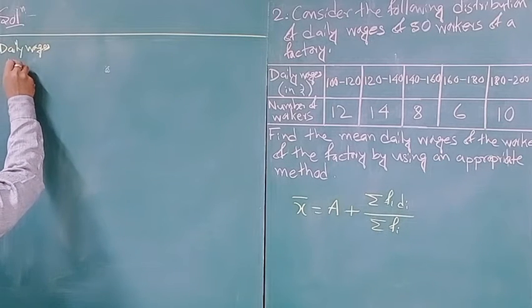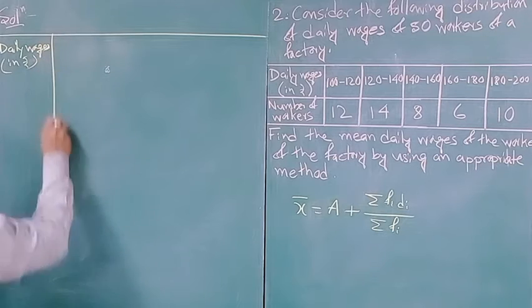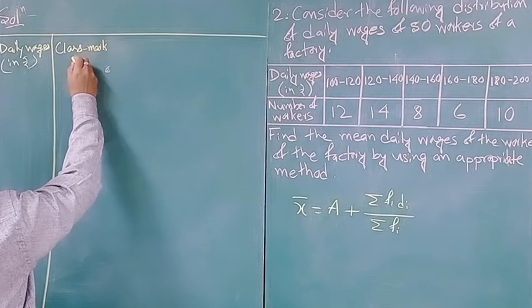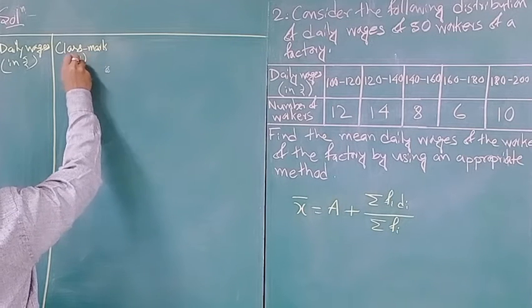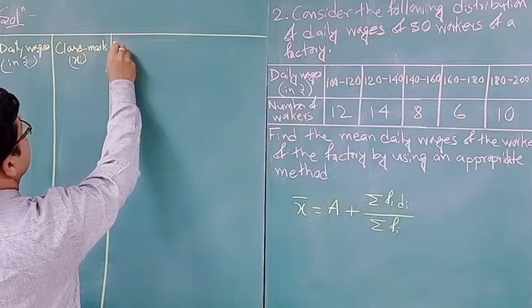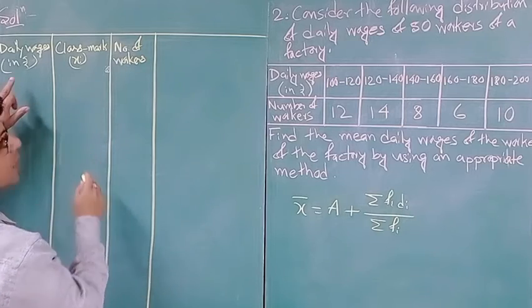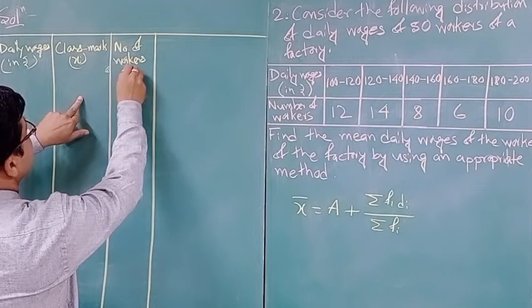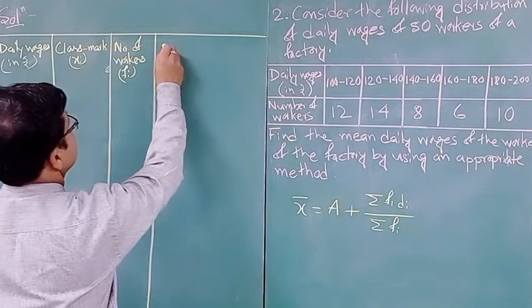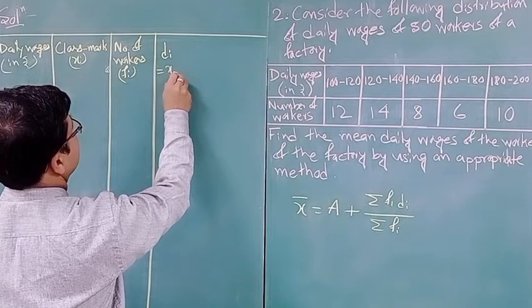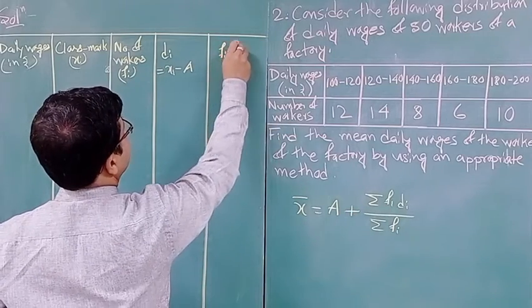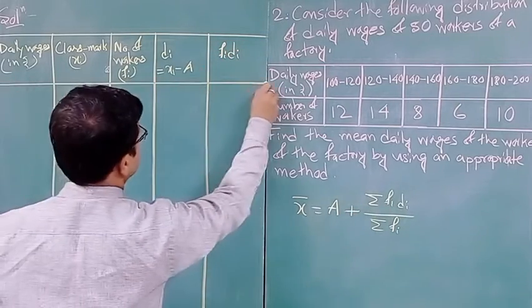Daily wages in rupees, then class mark. Whatever be the method, you always take the class mark. You have to write it because it is required in all the methods. Then the next column is number of workers. Okay, dear students, this is for the class interval, this is for class mark, this is for fi. Now what is required? Next you can see di is required. What is di? Di is xi minus a. Then the next column is for fi di.